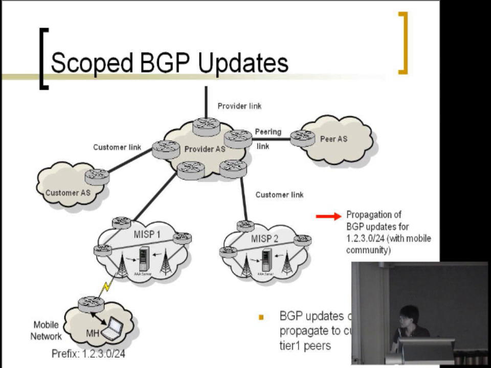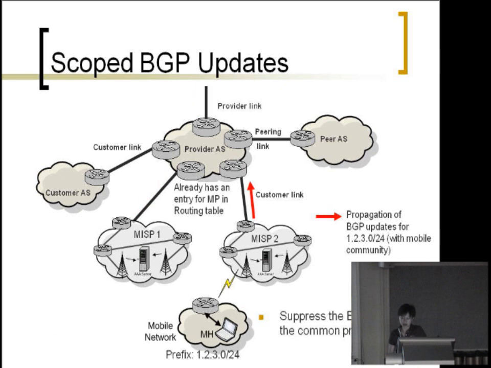So in the scoped way, what we do is propagate the prefix attached with the mobility community. This provider AS will have an entry for the mobile prefix in the routing table, and subsequently it decides, when the prefix moves around, that it already has this entry in the routing table, so it suppresses the routing updates in the common provider. Because the common provider already has this routing information, you don't really need to propagate it to other networks.